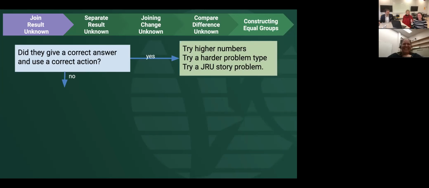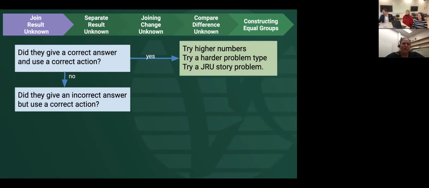Did they give a correct answer? No, let's say they didn't give a correct answer. So they gave an incorrect answer, but they did use a correct action. This can particularly happen if they're using some counting strategies, and they might join the two sets together in some way, but then when they do their counting, they gave an incorrect answer. They didn't count it correctly the second time. So you could try that with lower numbers.